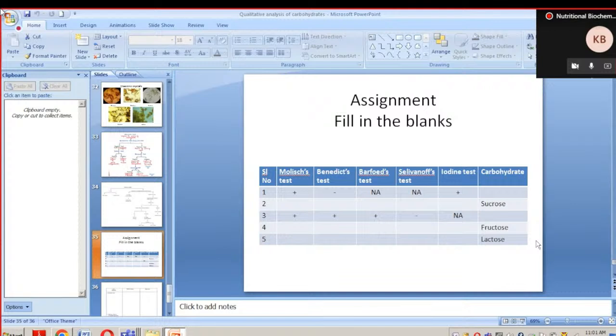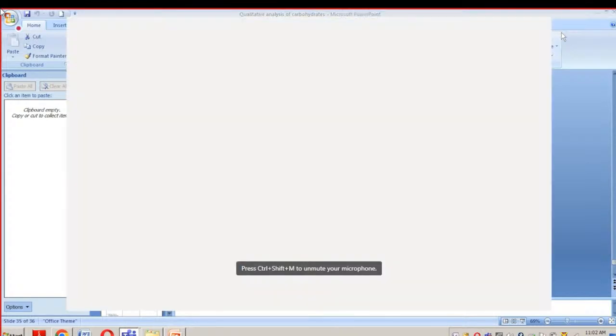Are you okay? So fill in the blanks: which is positive, which is not applicable, which is the sugar. Okay, have you all taken the screenshot of it? Yes, ma'am. Okay, so I'll show you the remaining questions. Keep doing this. I'll show you the other questions for the assignment.